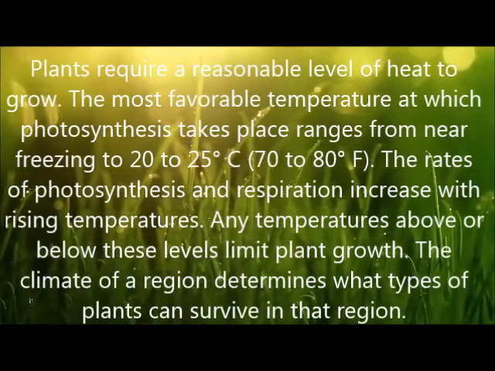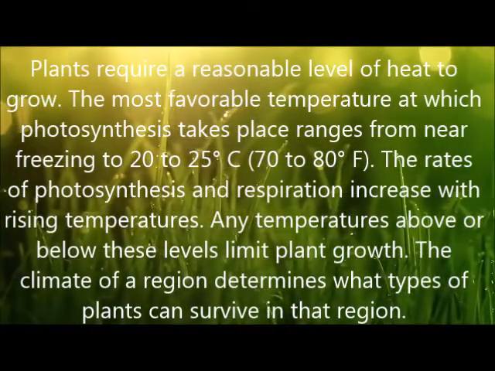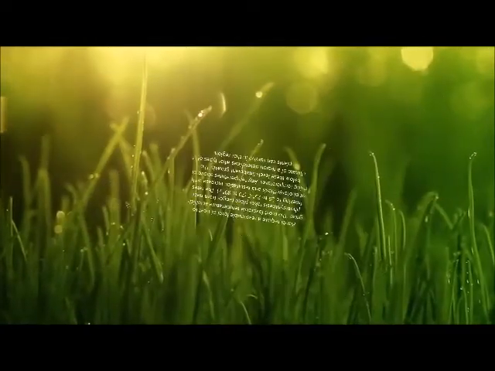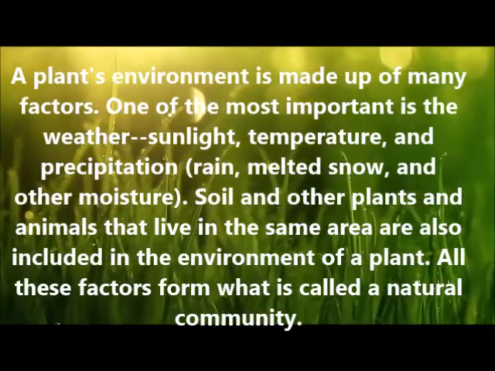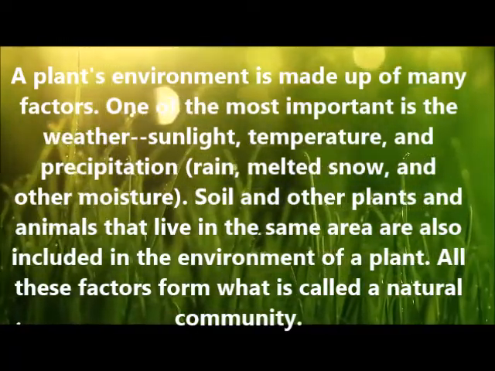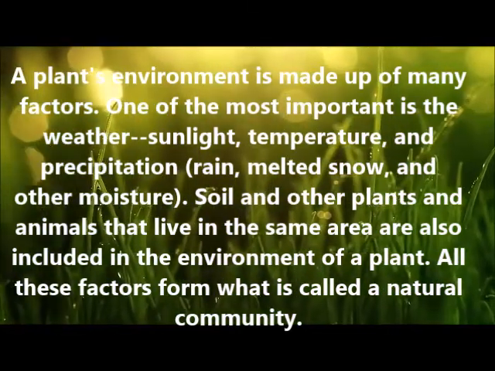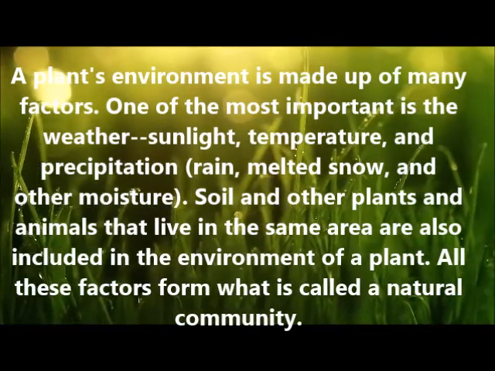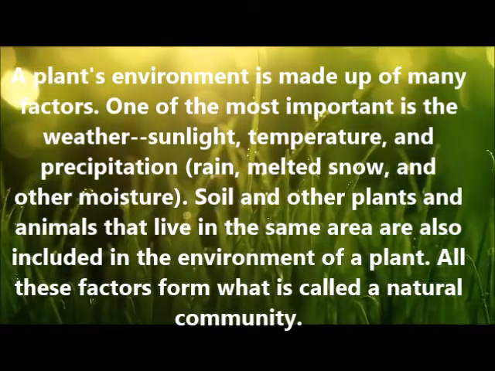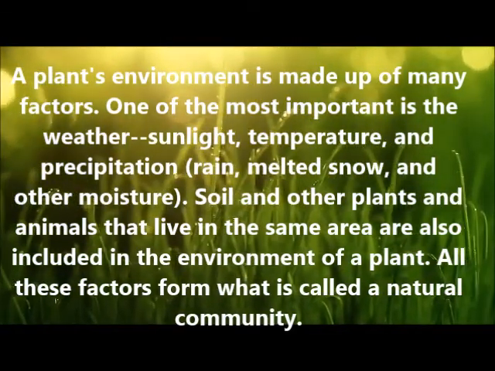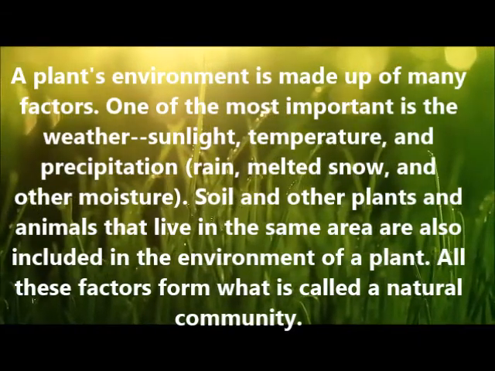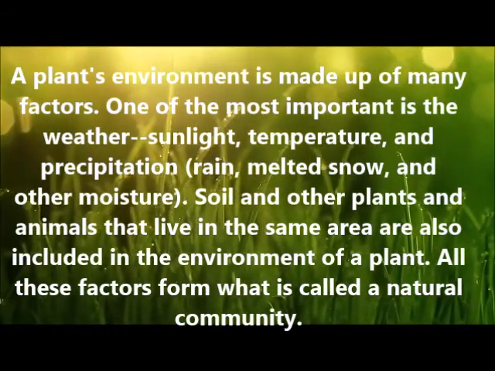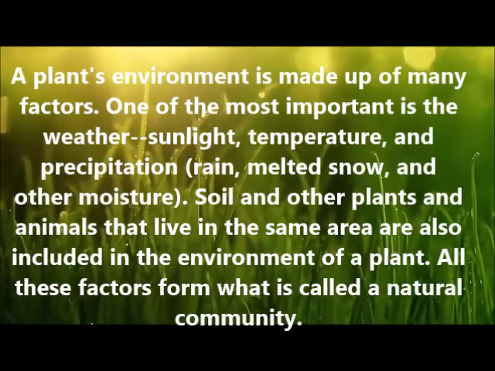The climate of a region determines what type of plants can survive in that region. A plant's environment is made up of many factors. One of the most important is the weather: sunlight, temperature, and precipitation. Soil and the other plants and animals that live in the same area are also included in the environment of a plant. All these factors form what is called a natural community.